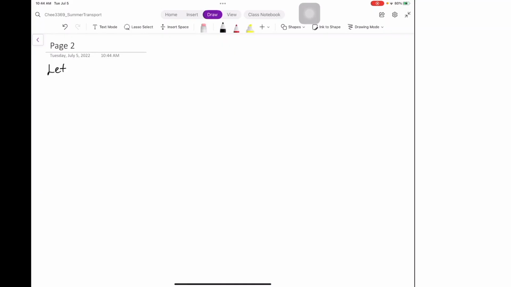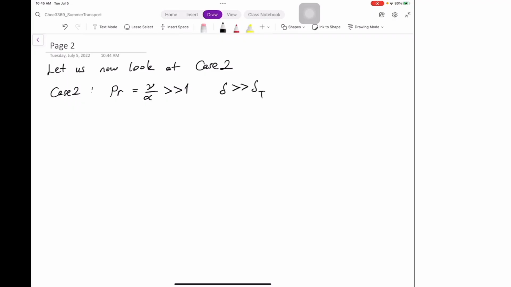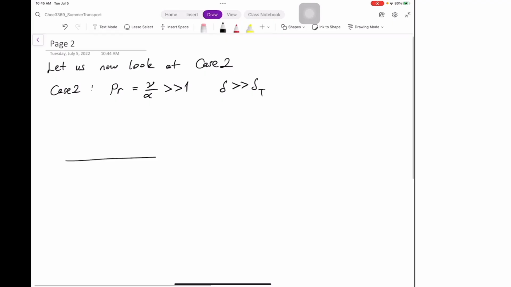So now let us look at case 2. And our case 2 was the Prandtl number, which is equal to nu over alpha, much, much larger than 1. This means the following. Momentum boundary layer thickness is much, much larger than the thermal boundary layer thickness. So the picture is going to look like this.